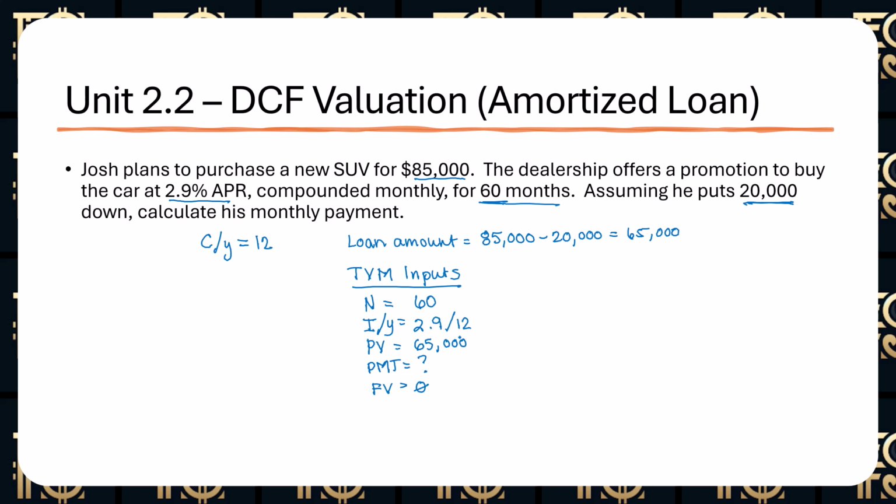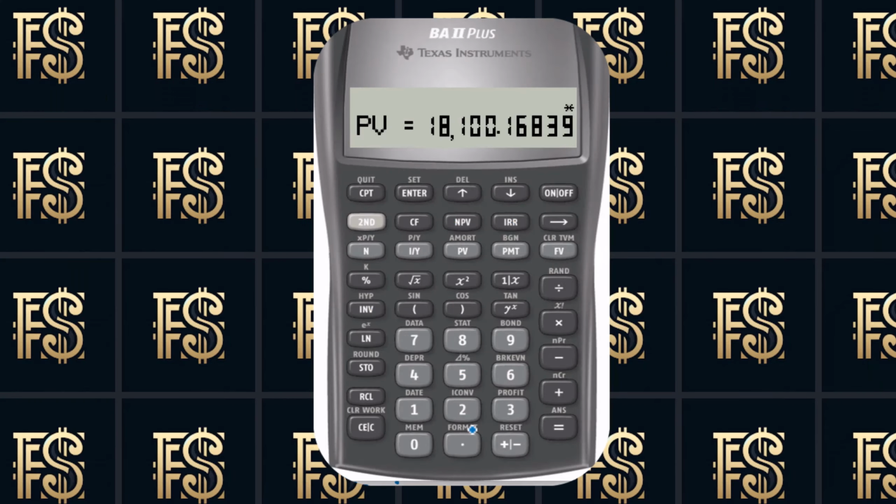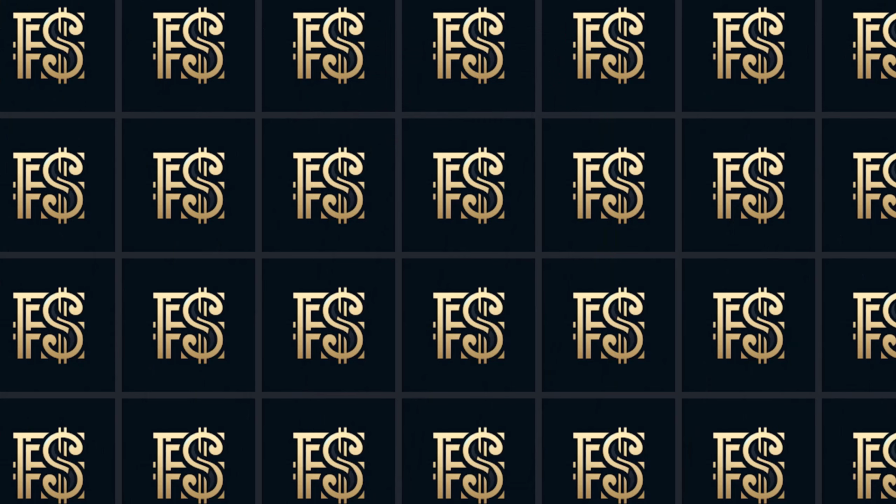Let's go ahead and calculate his monthly payment in this example. 60 for N. We'll take 2.9 and divide it by 12 to convert it to a monthly rate. We'll plug that into the IY. That's 0.2416% per month. 0 for the future value. And again, he plans to borrow today $65,000. That's what we found earlier. We'll go ahead and compute his monthly payment. His monthly payment in this example will be $1,165.08.